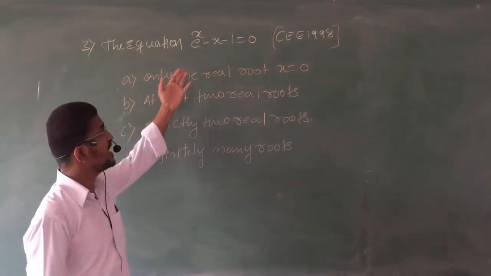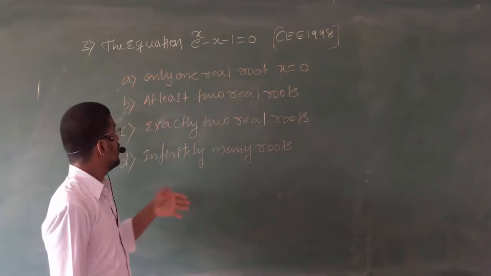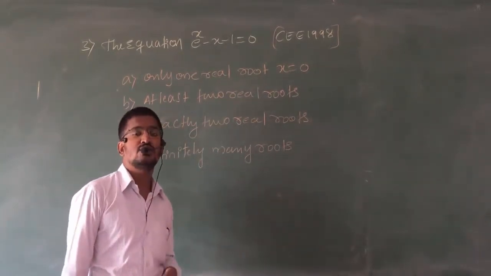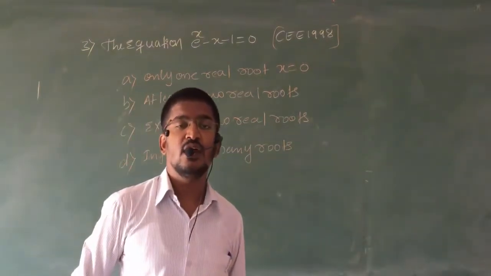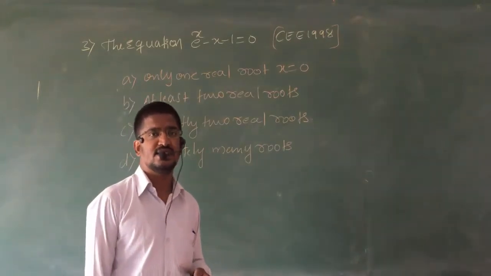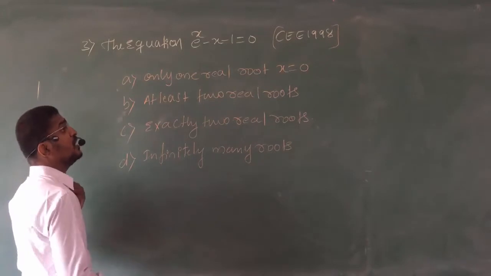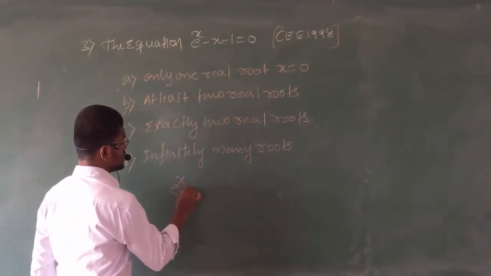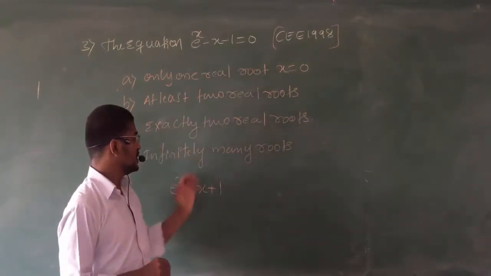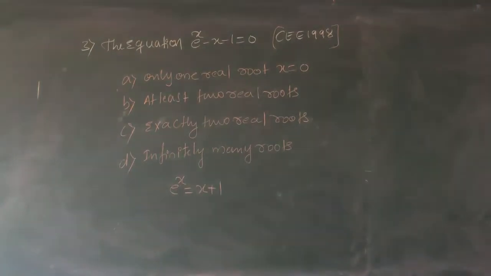So they have given the equation and they are asking how many roots it has. Does it have exactly one root x equal to 0, at least two real roots, exactly two real roots, or infinitely many roots? That means they are asking how many values of x are going to exist. Clear? Okay. So for that reason let us try to simplify this. It is having e raised to x equal to x plus 1. If I simplify this, it will be in this form, e raised to x equal to x plus 1.